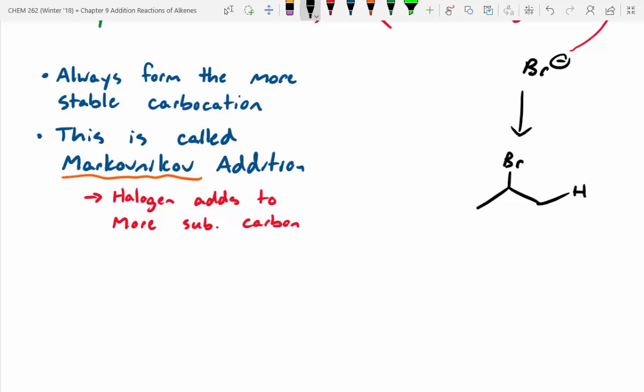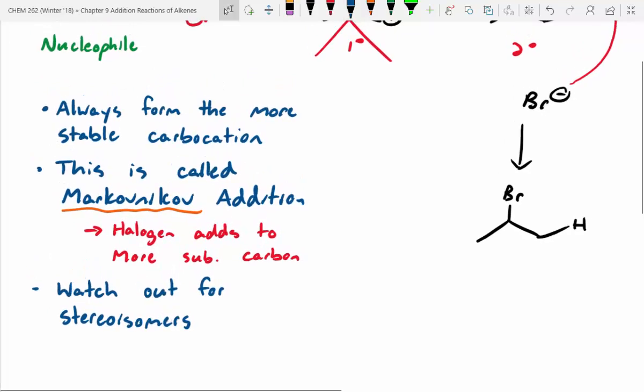All right, and then the last thing to pay attention to, that didn't matter in this case, is you have to watch out for stereoisomers. If we look at our product here, we don't have any stereocenters in there, so we don't have to worry about it at all. But if you are forming a new stereocenter, you have to worry about getting both the R isomer and the S isomer out.